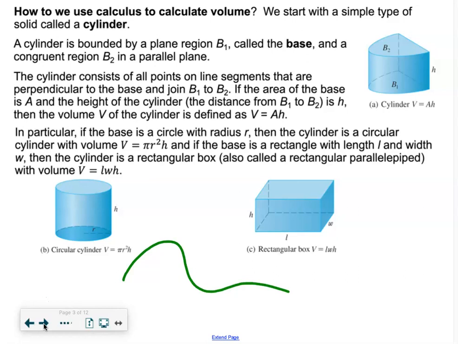Here, this is your standard, right? This would be, if you follow a circle, all the lines that come out of that circle form a cylinder. Yes? What's the difference between a cylinder and a prism?